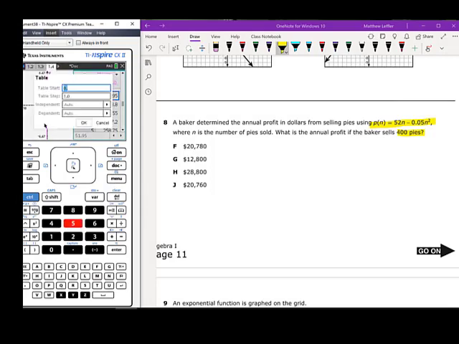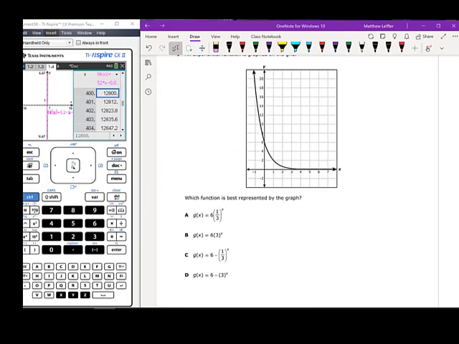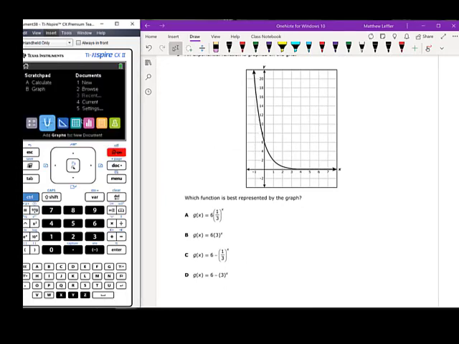And I'm going to edit the table and just start at 400. So I'm looking for $12,800. This one is strictly graph and match.